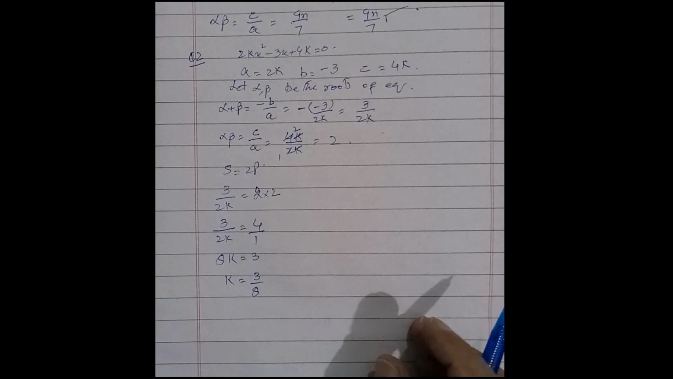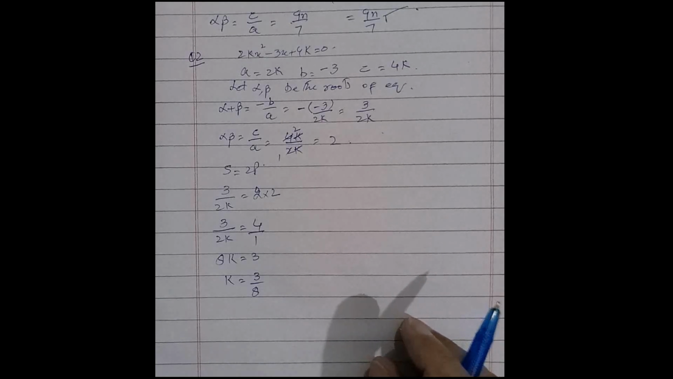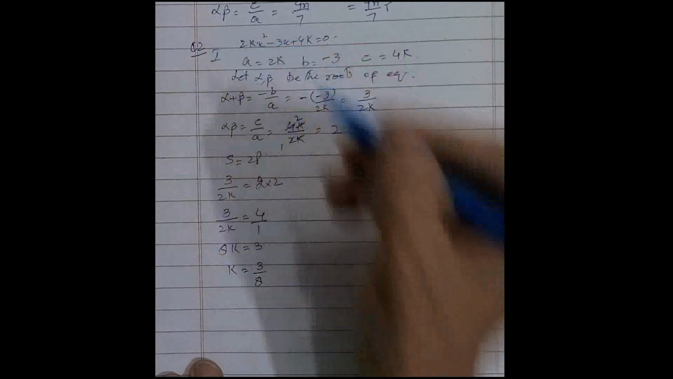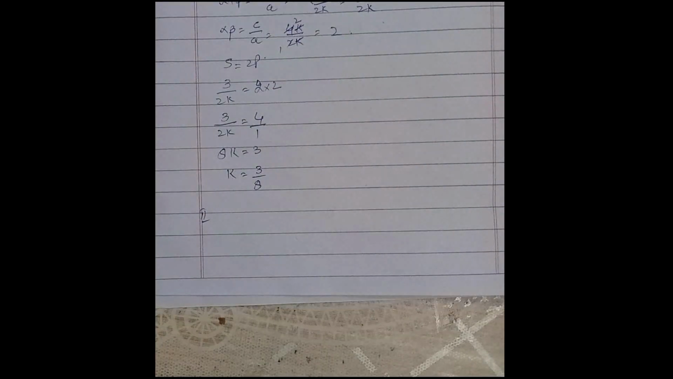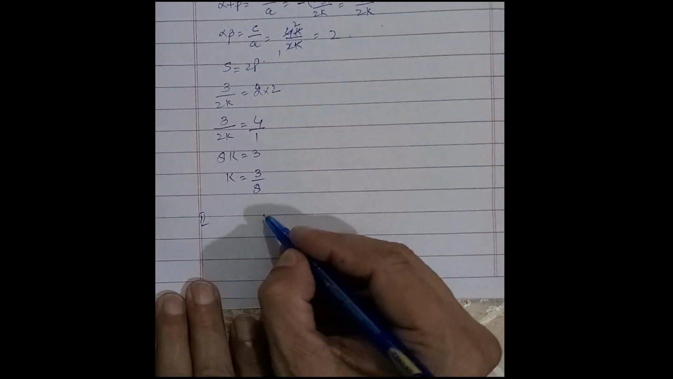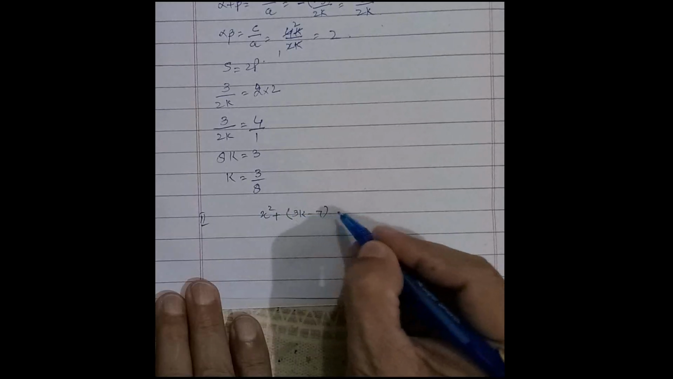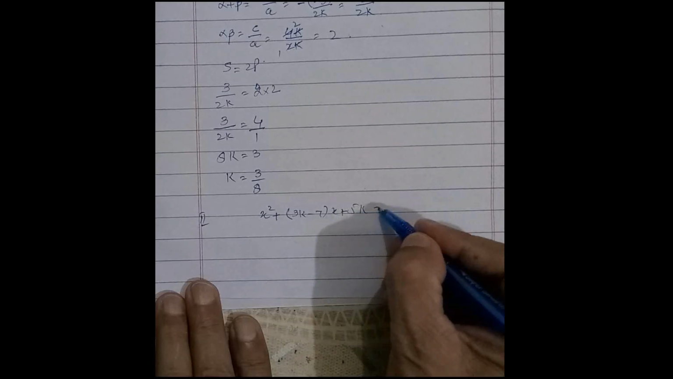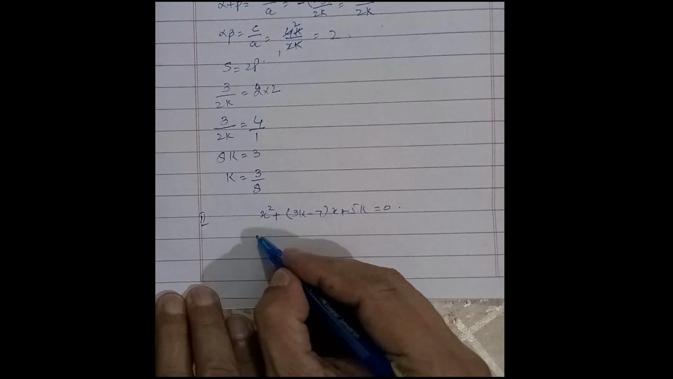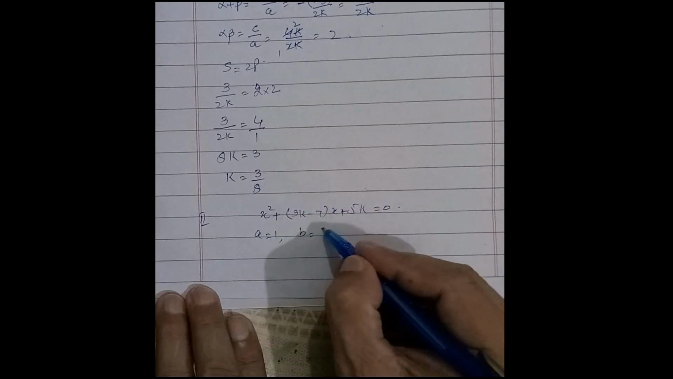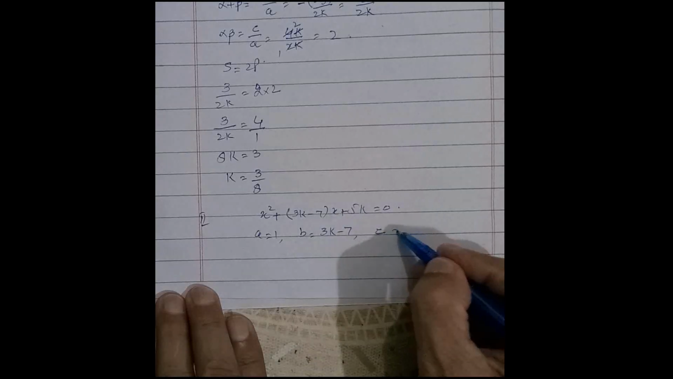and it is the value of k in part 1, and it is part 1 of question 2. The second part of question 2 is: the sum of roots of the equation is 3 over 2 times the product of the roots. And in the second part, the equation is x square plus 3k minus 7 x plus 5k is equal to 0. In this equation, a is equal to 1, b is equal to 3k minus 7, and c is equal to 5k.